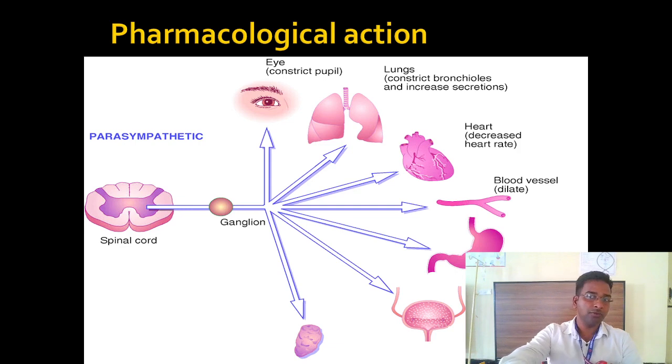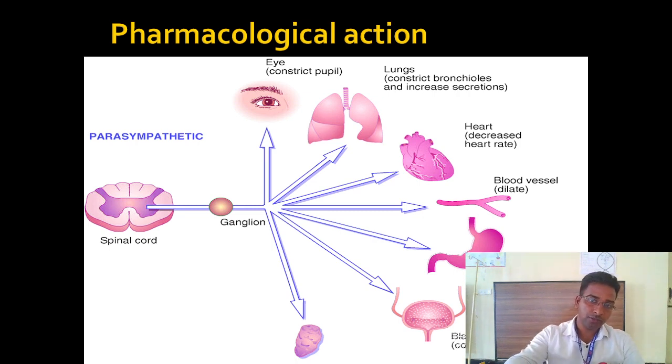In blood vessels, it will cause a dilatory effect and causes hypertension. And in the gastrointestinal tract, it will increase peristaltic movement and gastrointestinal secretions. So there is a high chance of gastric acidity, like gastric ulcers, or increased gastric secretion. Increased peristaltic movement can cause diarrhea-like symptoms and abdominal cramps.